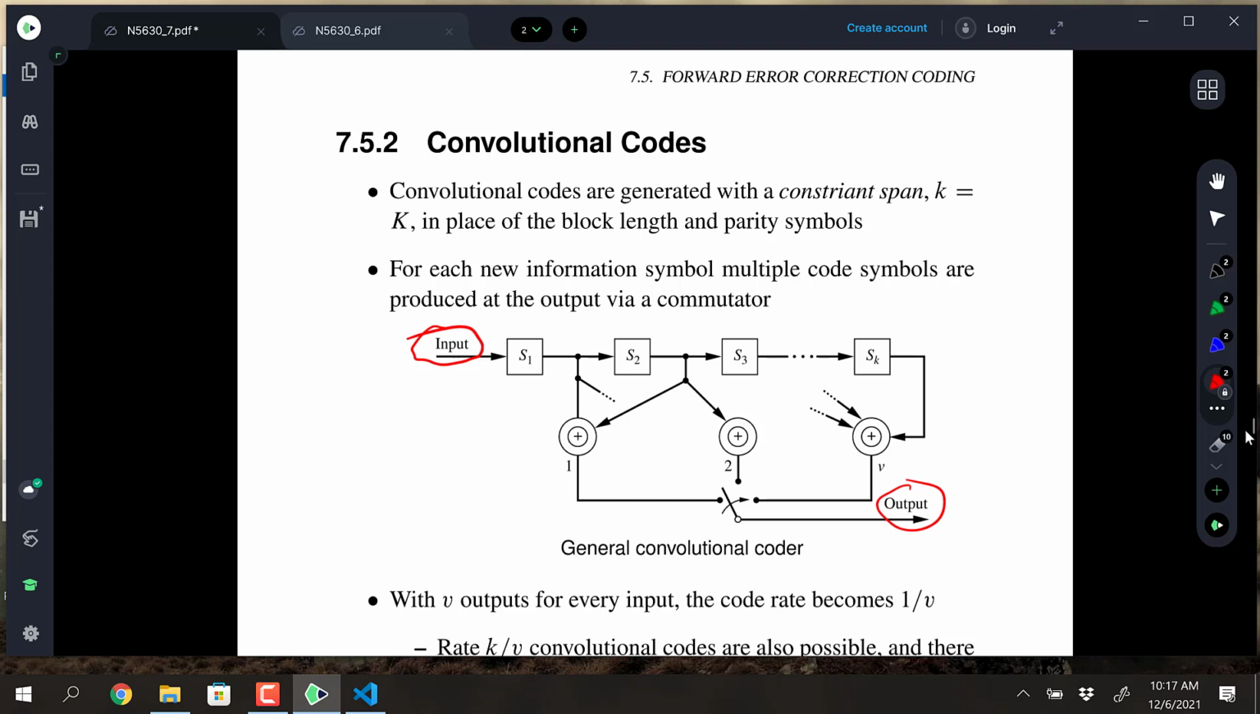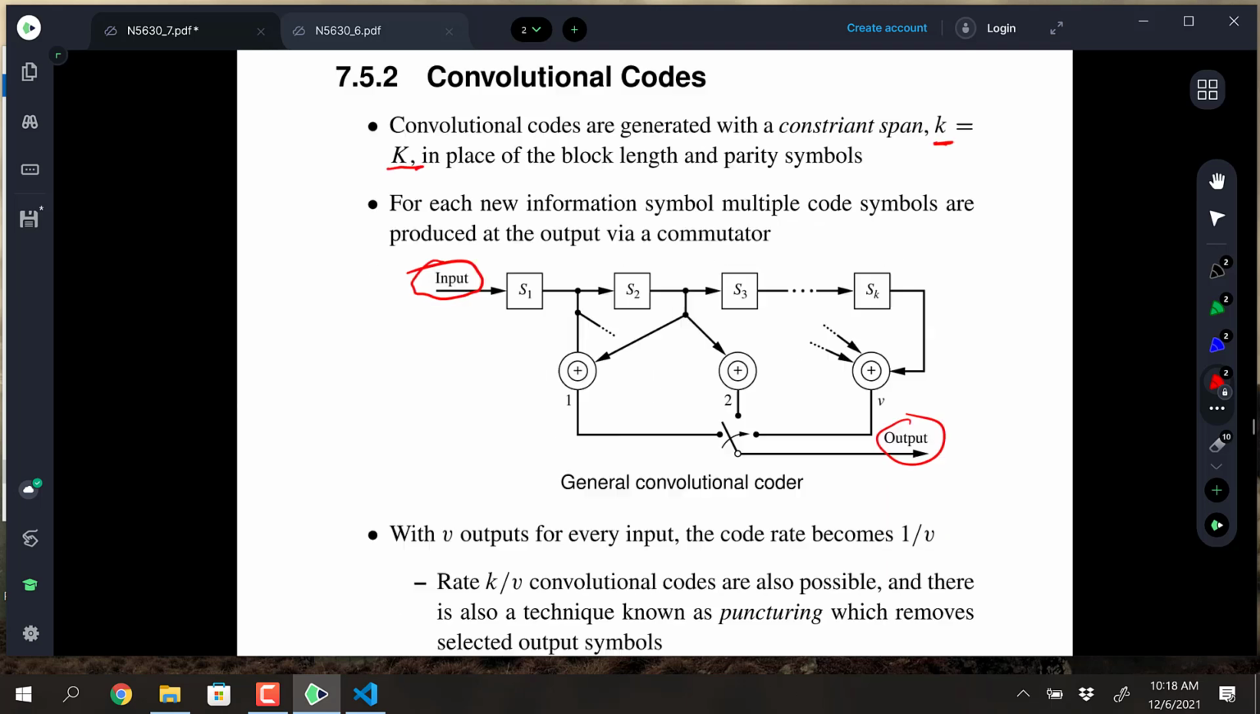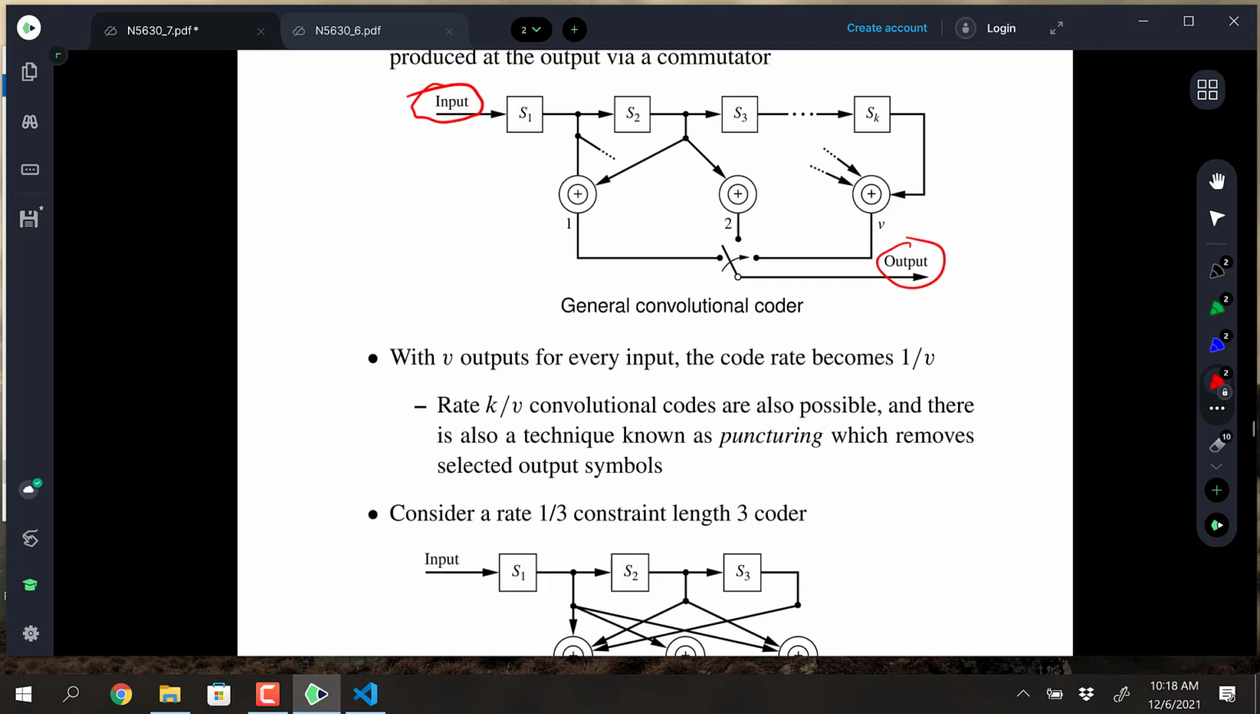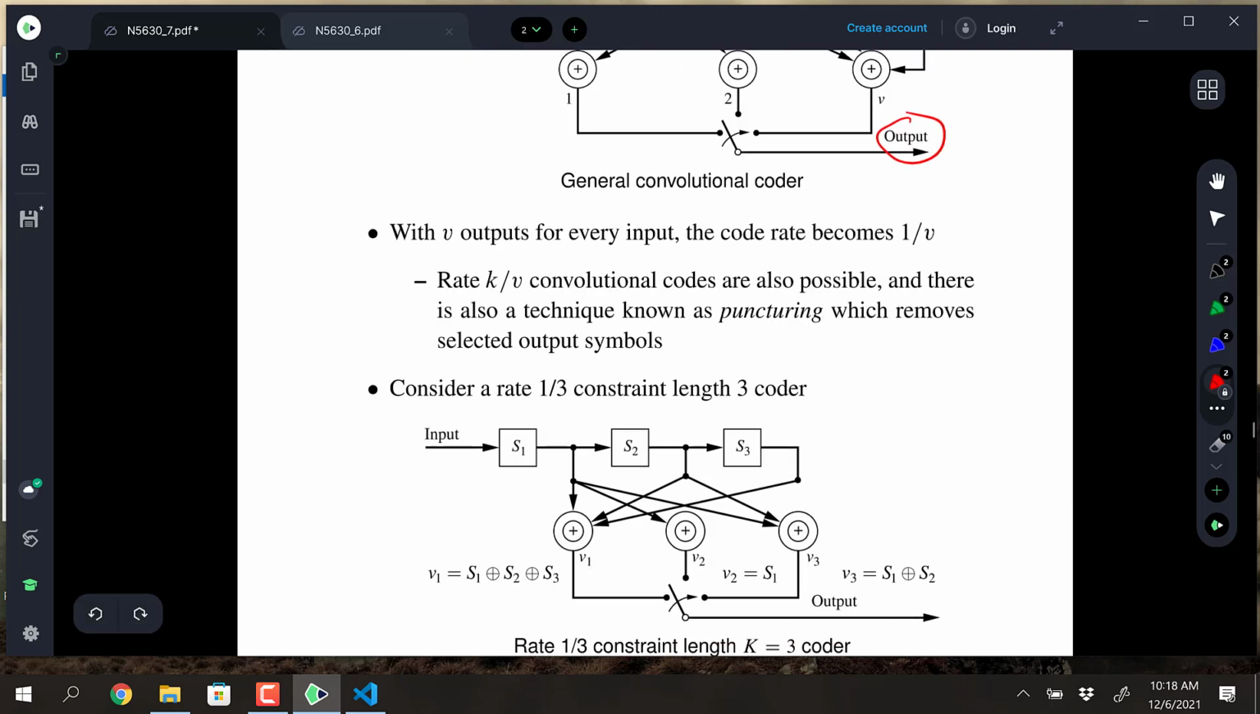So the constraint span is, in my notation, capital K, but sometimes it's lowercase k. So you get a rate of 1 over V in this system. V is the number of output bits for the number of input bits. And that's the very nature of a standard convolutional code. It will always input 1 bit and then output some number of bits, say V.